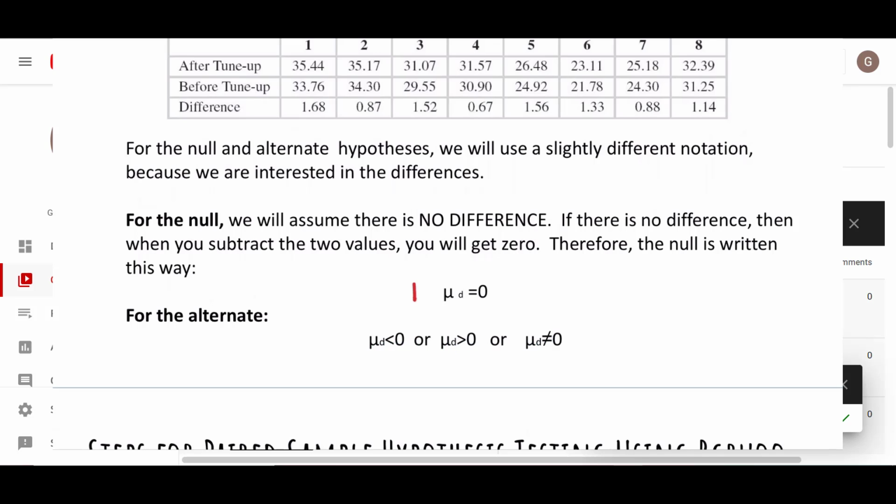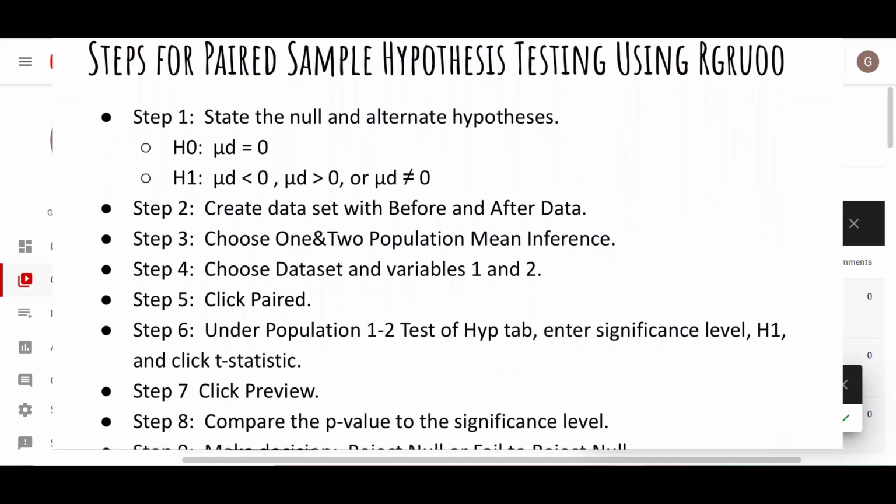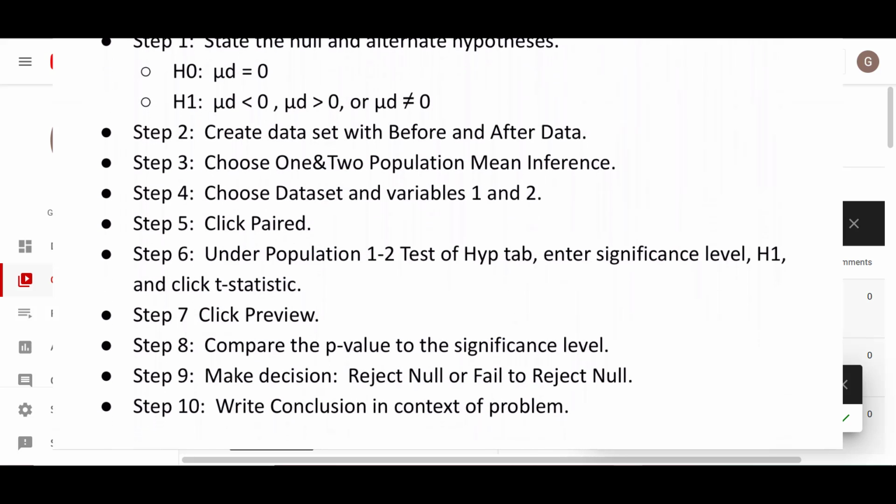So this is your H0. One of these three is your H1 or your HA. So that is a difference in the way we write it. So be really careful when it's paired. You're supposed to write it this way. So the steps are pretty much the same with a few minor differences. The first difference is the way we write our null and our alternate statement.